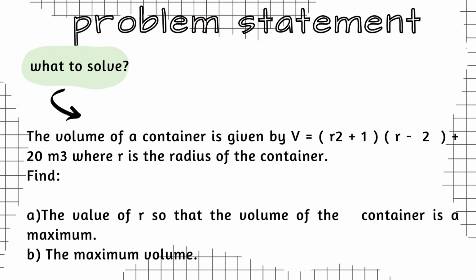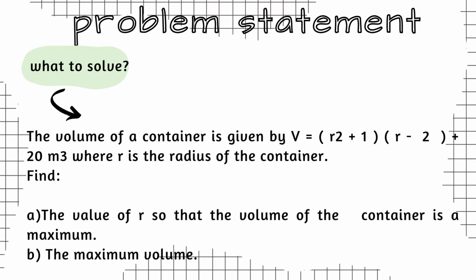Problem statement. What to solve? The volume of a container is given by V equals (r^2 + 1)(r^2 - 2) + 20 m^3, where r is the radius of the container. A. Find the value of r so that the volume of the container is a maximum.